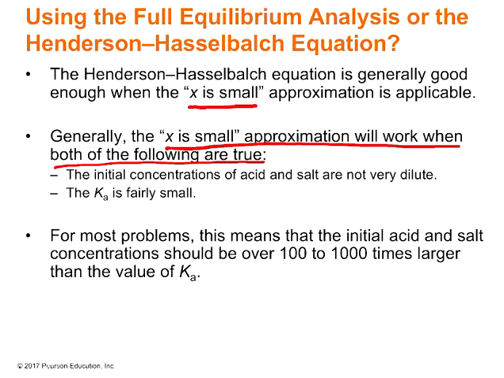Now, because we're typically working with weak acids and weak bases in buffer solutions, usually the Ka value is pretty small. But additionally, we need significant amounts of both the weak acid or the weak base and the other component. So the initial concentrations will also be pretty high. So again, the Henderson-Hasselbalch equation can usually be trusted for buffer solutions, but we always want to double check. So down below, we can see that for most problems, the initial acid and salt concentrations should be over 100 to 1,000 times larger than the value of our acid ionization constant.